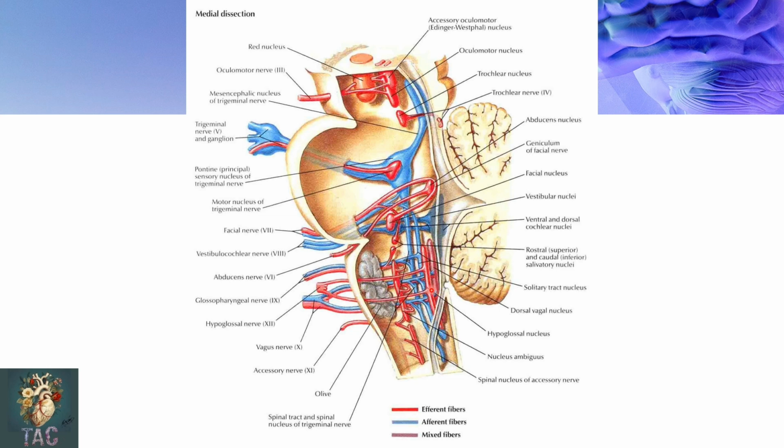So these are the different nuclei which are present in the adult brain, and now we are looking at the sensory nuclei. So this blue color shows the sensory nuclei. This is the mesencephalic part of the nucleus of the trigeminal nerve.